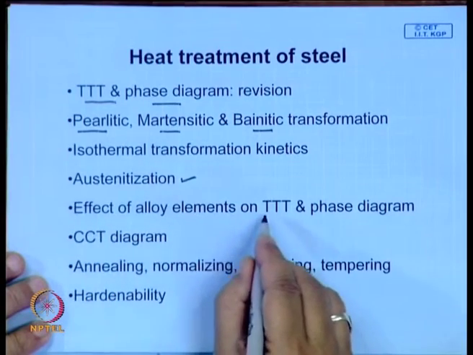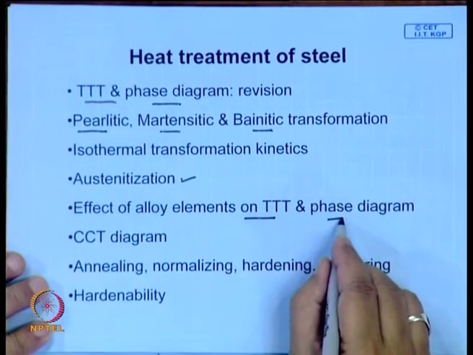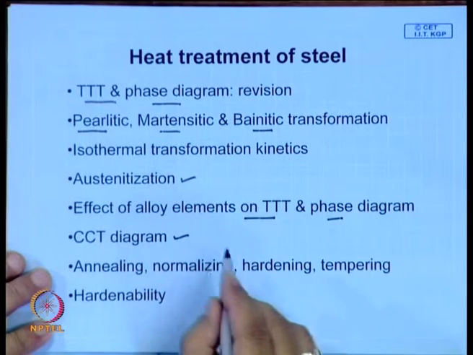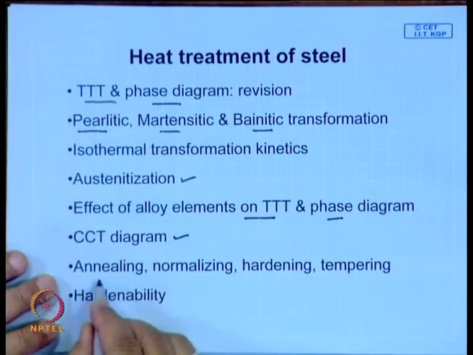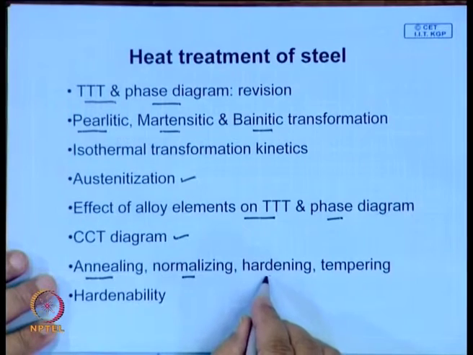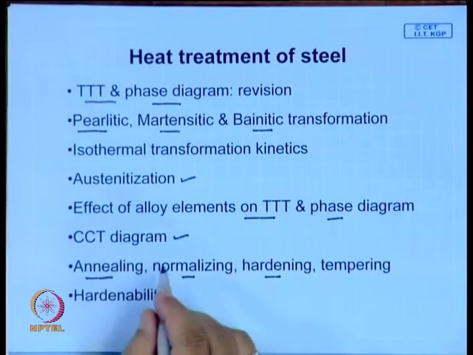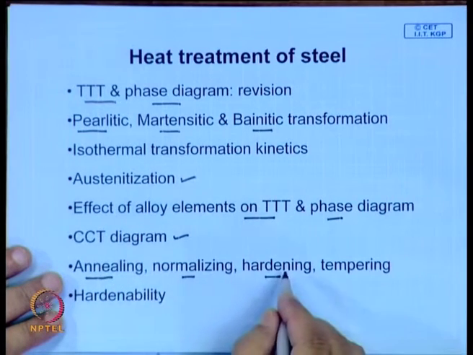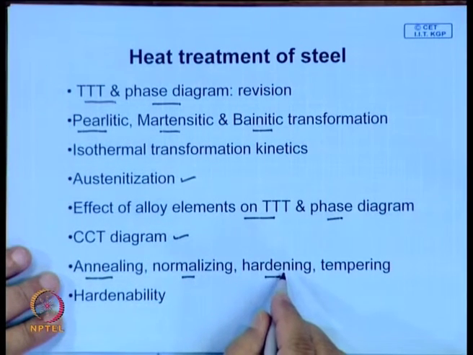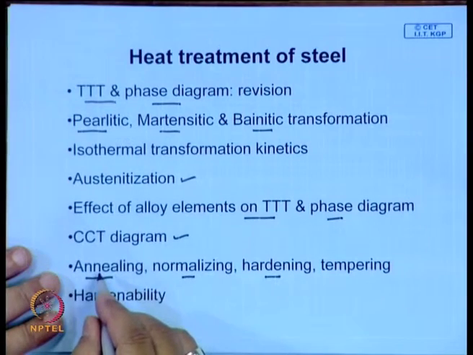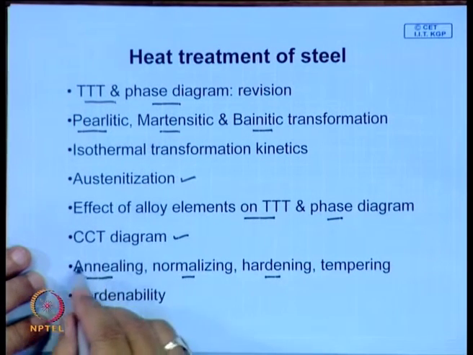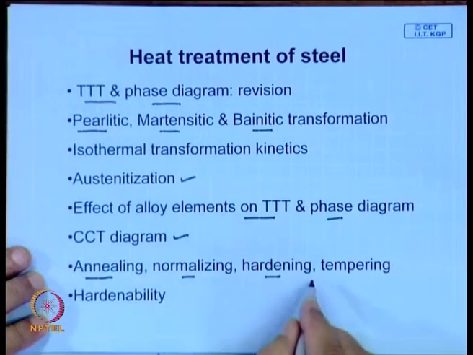We will look at the effect of alloy elements on the TTT and phase diagram, and we have also looked at the CCT diagram already. And last class we introduced three common heat treatment processes: annealing, normalizing, hardening. And today we will concentrate on this, and last class we discussed this primarily with respect to eutectoid steel. Today we shall look at how this process changes if the composition or carbon content in steel changes.